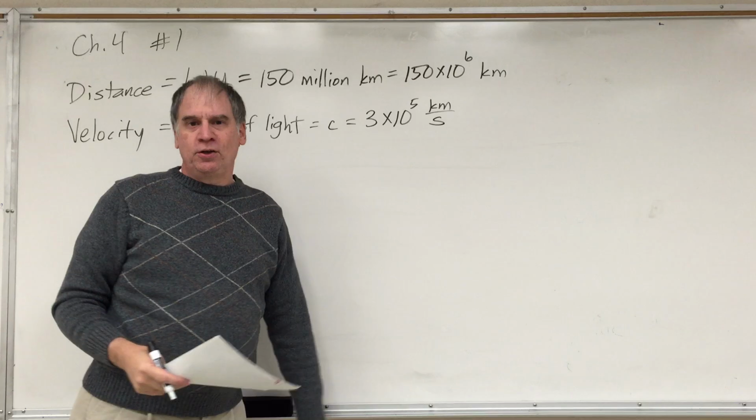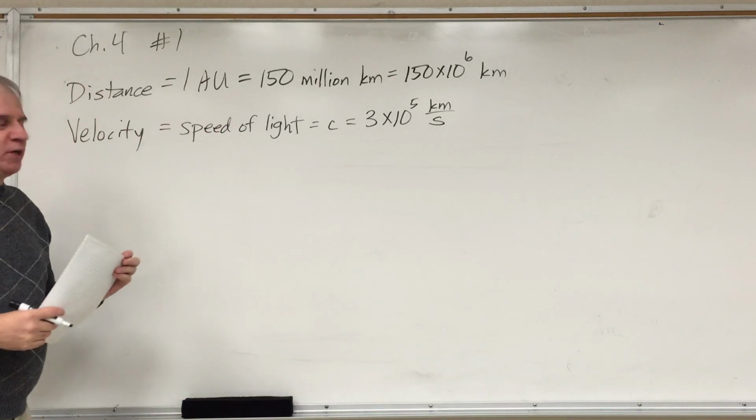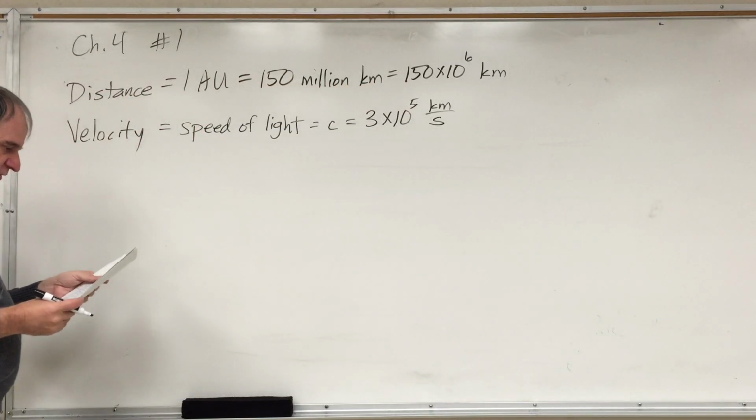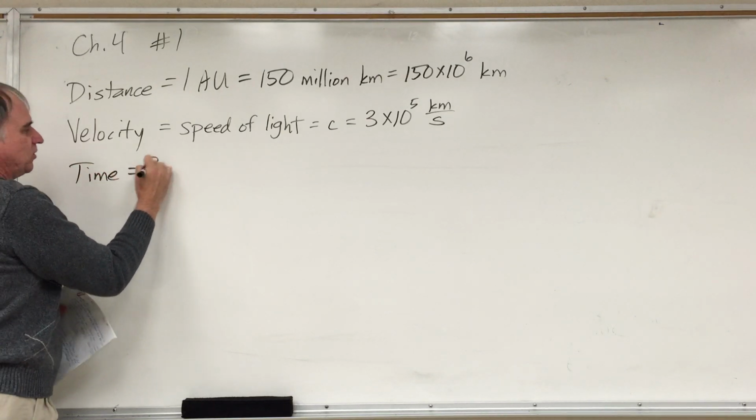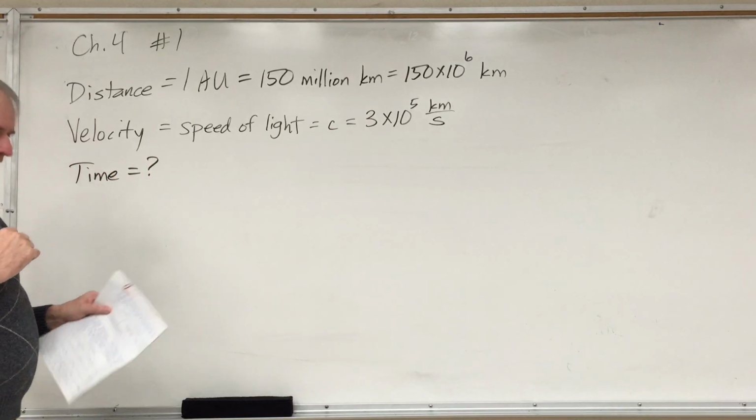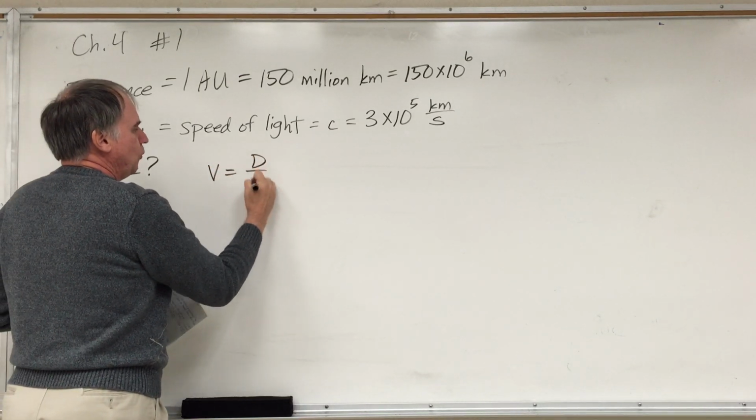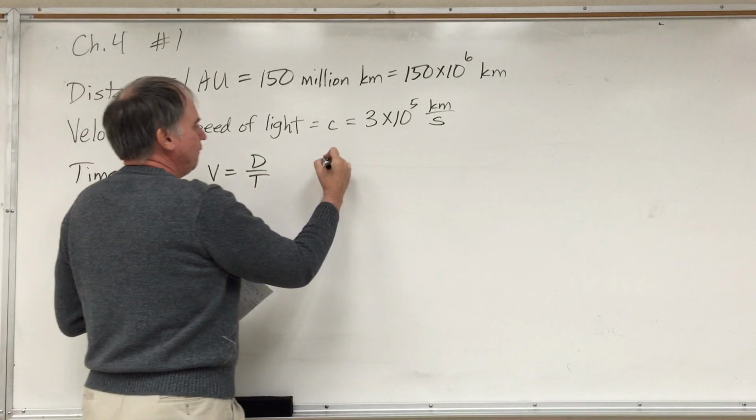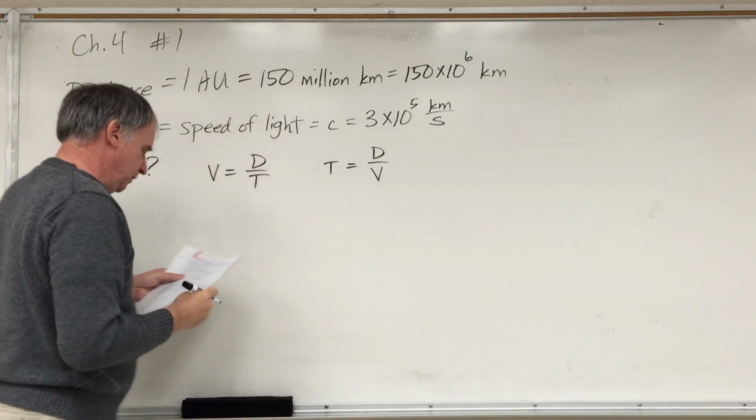You're not expected to know the speed of light. You'd be given that in any problem where you would need it, like you were given the Earth-Sun distance. We're trying to figure out the time it takes light to travel that distance at that speed. Velocity is distance over time. Multiply both sides by time, divide both sides by velocity. Time is distance divided by velocity.